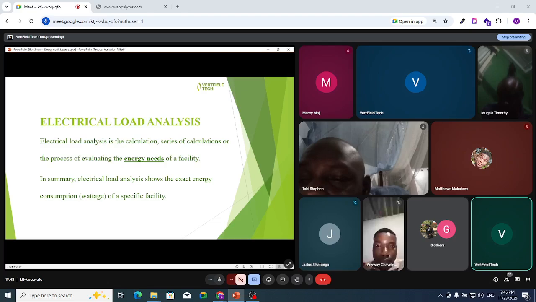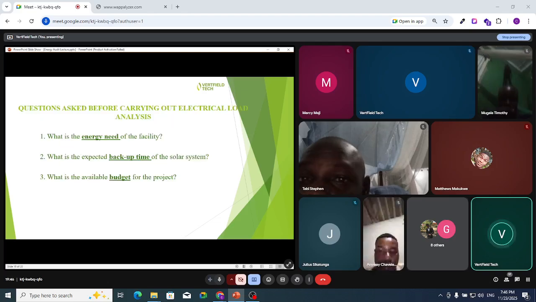Now, let us take an analogy of what electrical load analysis is. Let's say Mr. Steven, who is our client for tonight, has invited us to run a solar system in his facility. On getting to that facility, there are three basic questions to ask Mr. Steven. One, we would ask Mr. Steven to know his energy need. So we will ask Mr. Steven what the energy need of the facility is.